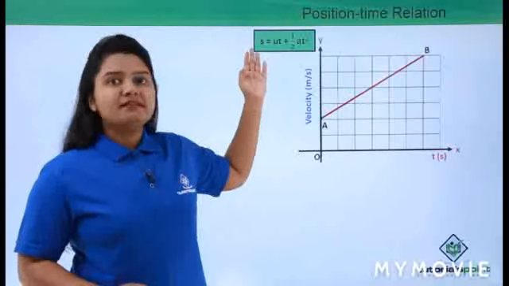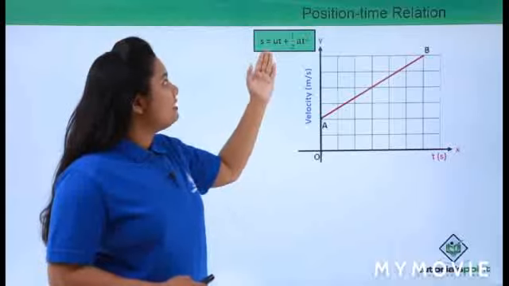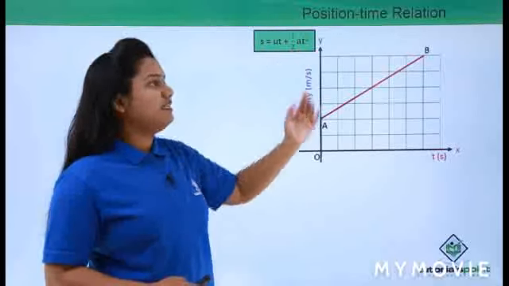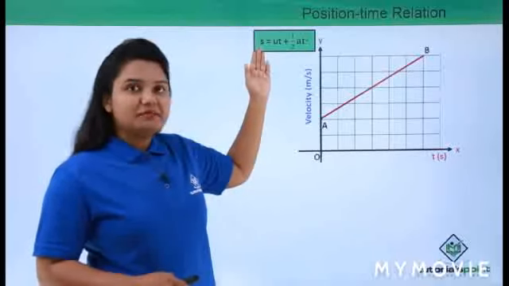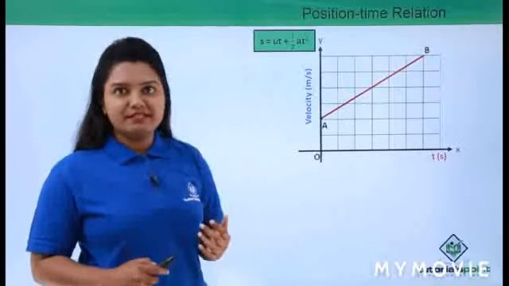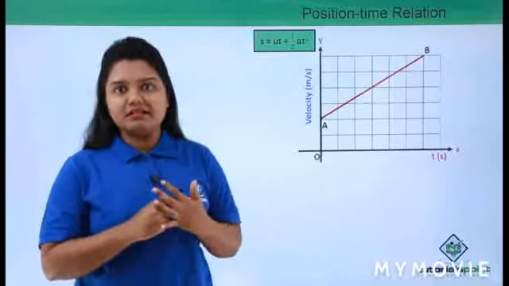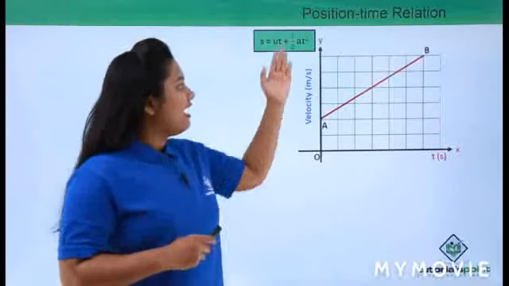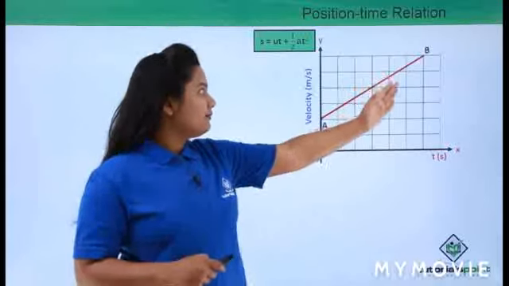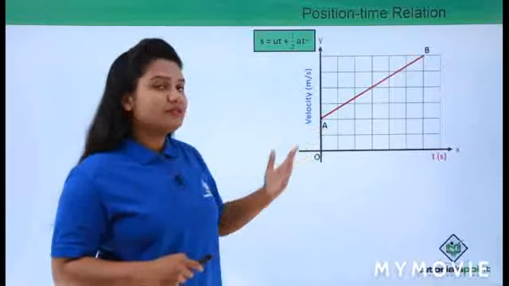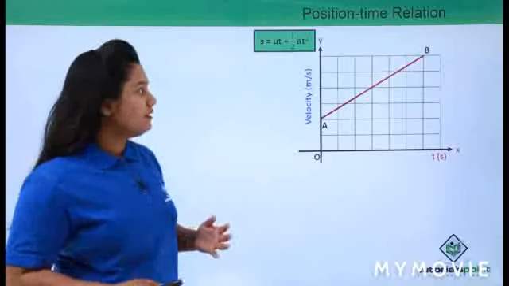Now we already know the second equation of motion, that is S equals ut plus half at squared, where S is the displacement, u is the initial velocity, t is the time taken, and a is the acceleration of the body. Here I have a velocity time graph AB, which shows that the body is in uniform acceleration.